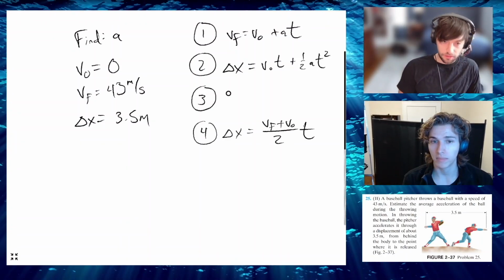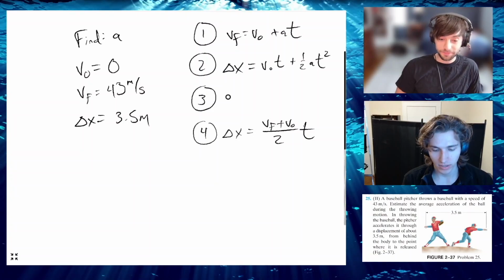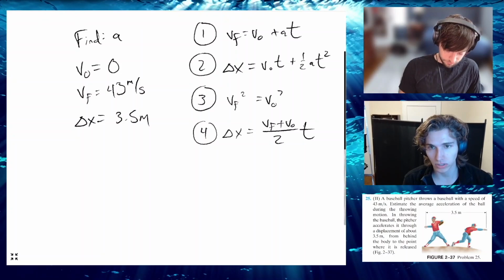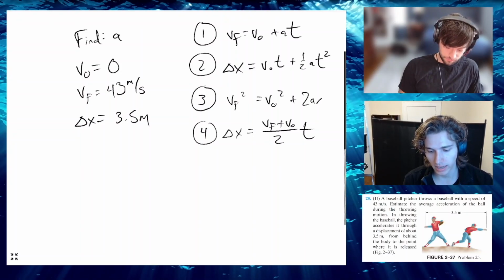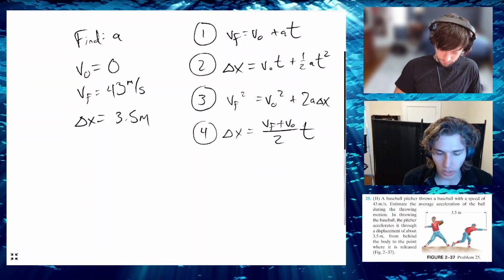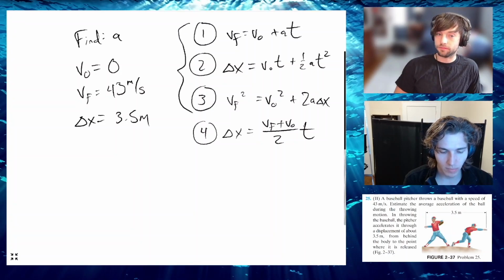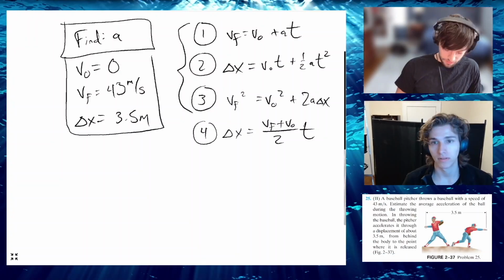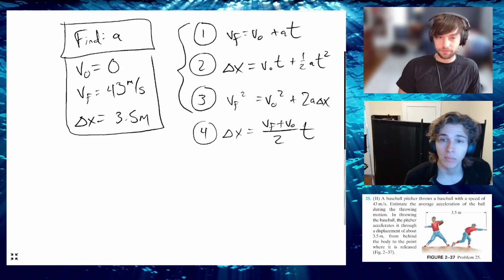Do you remember the third kinematic equation? No. So this is going to be V final squared equals V initial squared plus 2A delta X. Now, which of these three equations should we be using to solve for the acceleration, given the information that we have? I think we should use number 3. Yeah, number 3 makes sense to me.